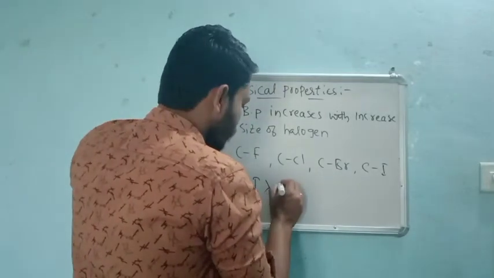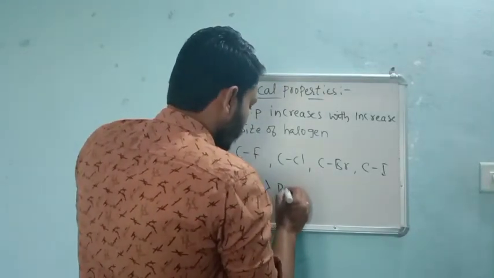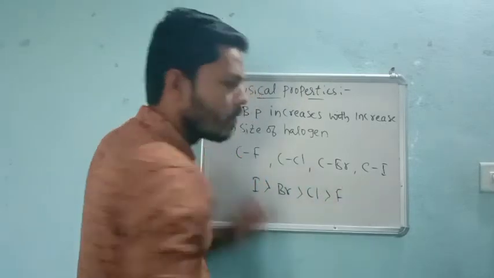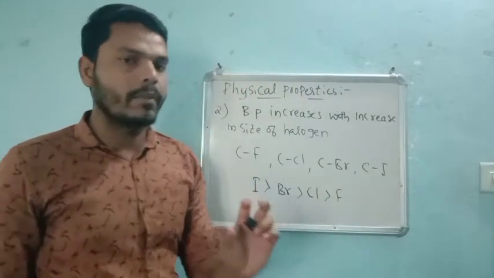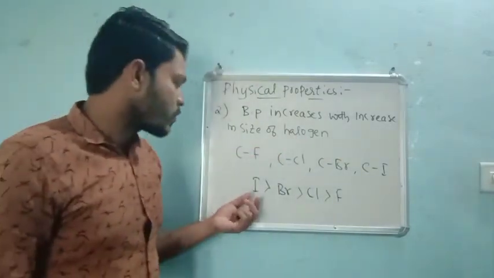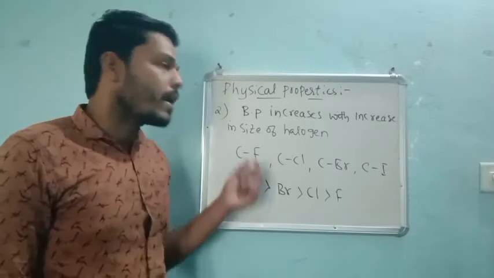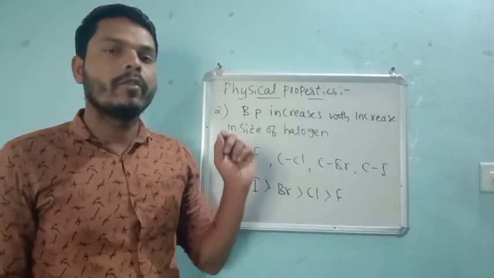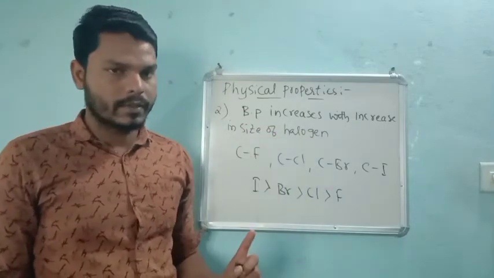Iodine is having more size than bromine. Bromine is having more size than chlorine. Fluorine is the element among the halogens which is having the least size. So now iodine is having more size. As the size of halogen increases, the boiling point will also go on increasing, right?